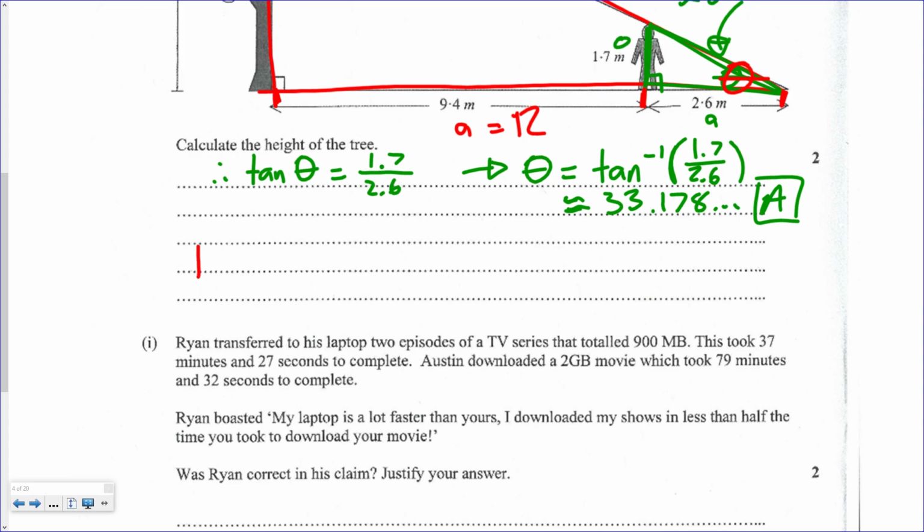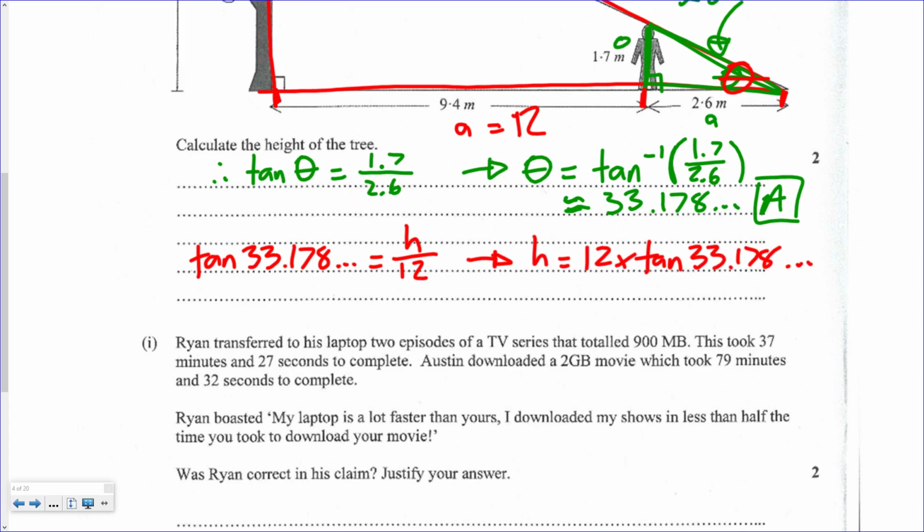With this, we can now say that tan of that 33.178... like we still got that there from the previous thing. Just write A in your calculator. That equals H, the thing we're trying to find, over 12. And once we have that, we have H on the top, so we can multiply 12 over. So H equals 12 times tan of that 33.178 blah blah blah. When you put that into your calculator, you get approximately 7.8 meters to one decimal place.